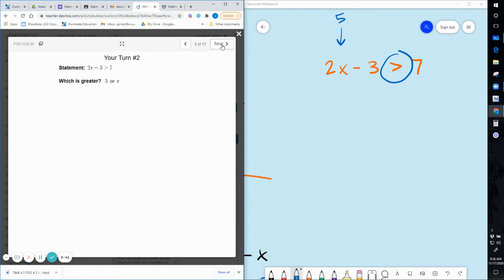And by the way, on all these, you could totally pause the video and you should be solving these in Desmos as you go. Same thing for number 3. Which one's bigger, x or 2? You're going to do the exact same thing. Plug in 2 and see if your statement is true or not.